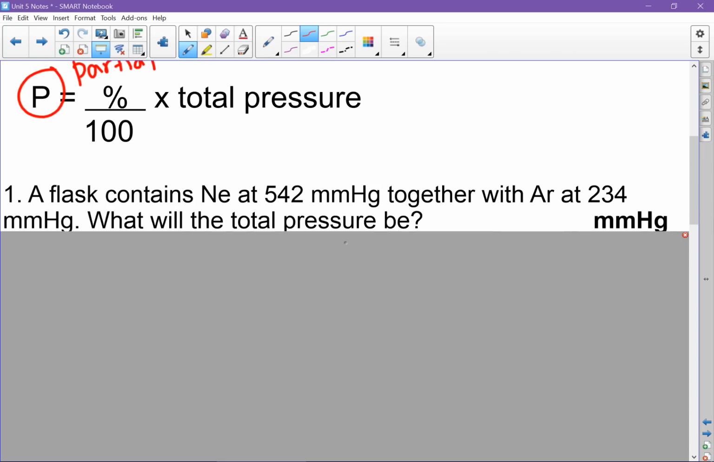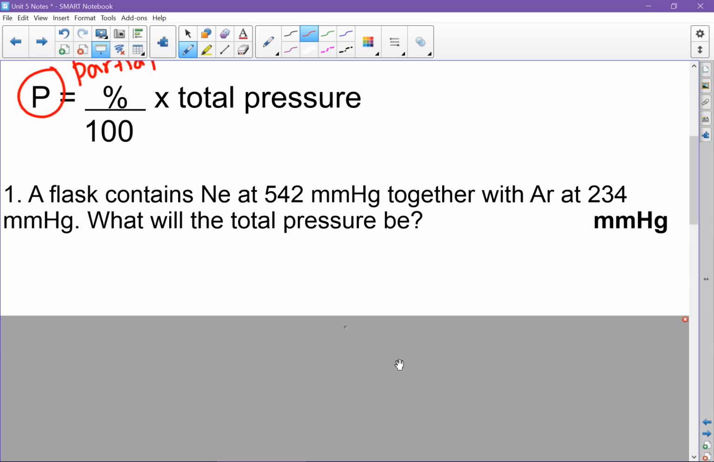Grab a calculator. You don't need a periodic table. If I look at number 1, I don't see any percentages in there, so that tells me I'm just going to be dealing with the law of addition. I'm going to know that P total equals P1 plus P2. I've got 2 different gases, Ne and Ar. That's how I know that I only need 2 partial pressures.